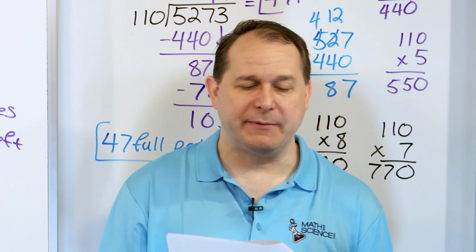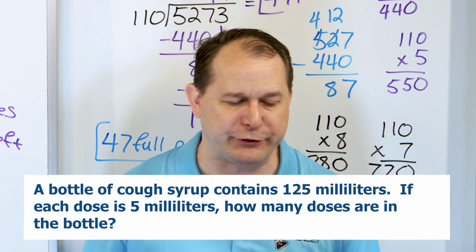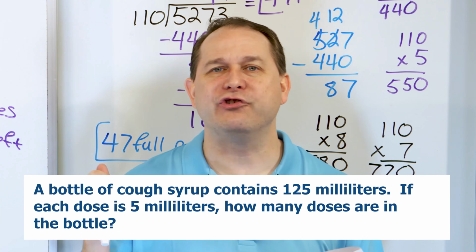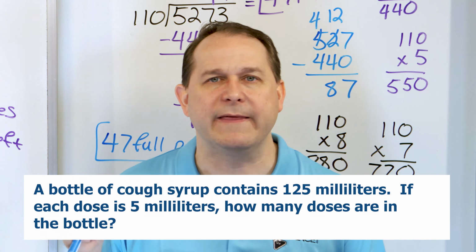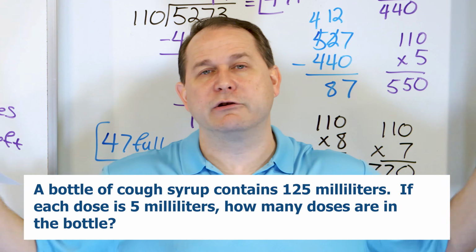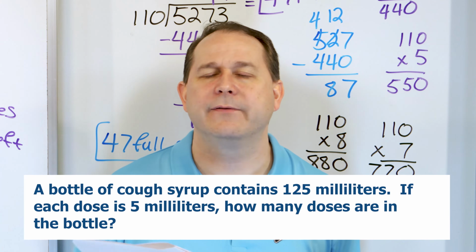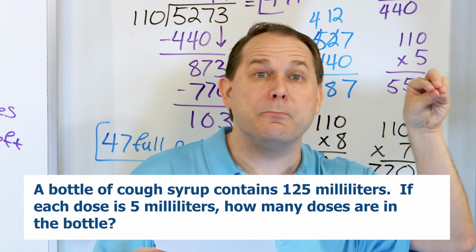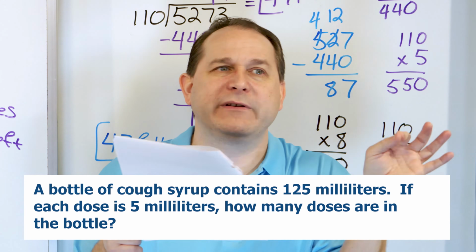All right, last problem. It says a bottle of cough syrup contains 125 milliliters of cough syrup. If each dose is 5 milliliters, how many doses are in the bottle? So you know you have to divide because you have a large amount of something, 125 milliliters, and then each dose is a tiny amount, 5 milliliters. So let's see how many groupings of 5 milliliters we have in the bottle. To do that, we divide by 5.